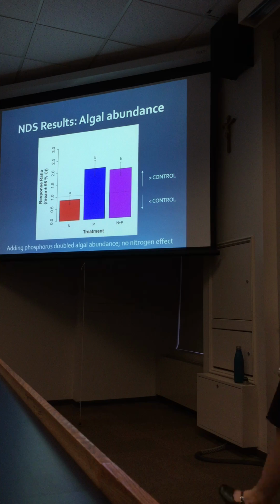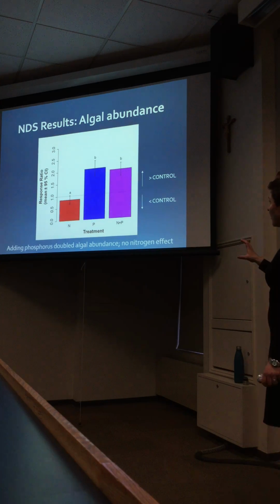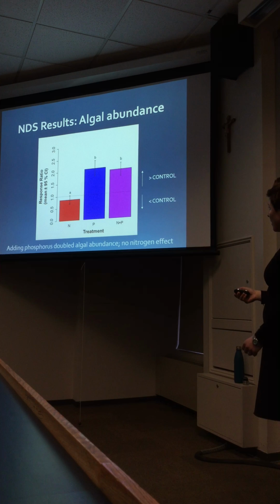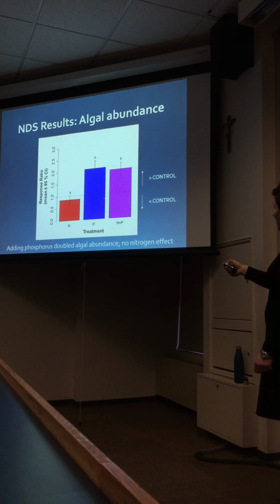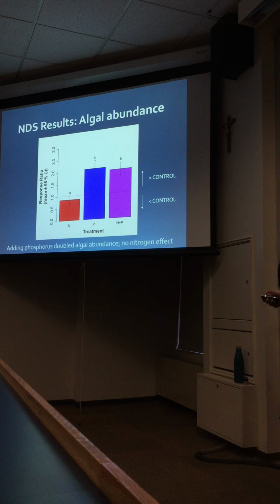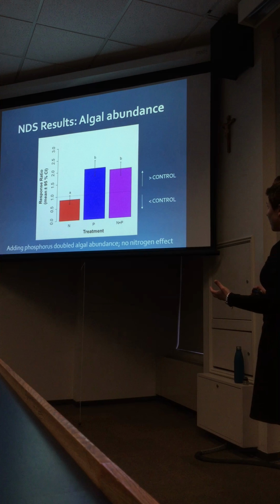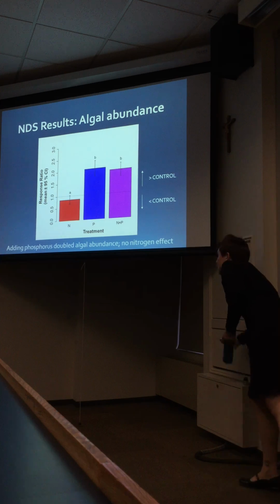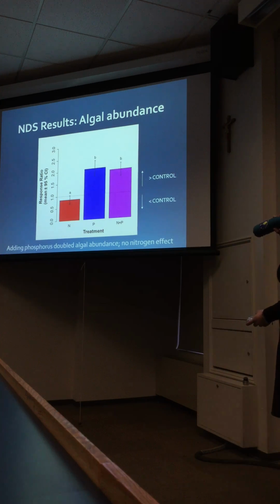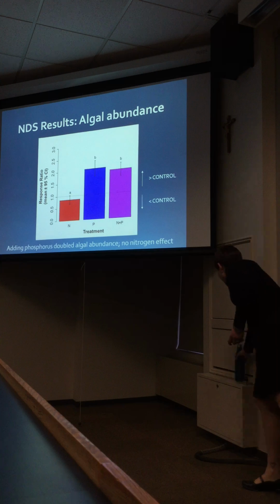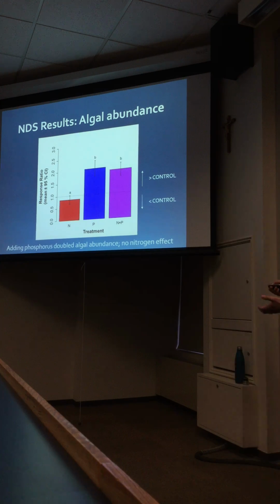And so let's look at the results combined across all 15 ponds. This line right here is where the control growth was, at the 1 here. What we saw is that when we added phosphorus, we actually doubled the amount of algal abundance on those discs. Whereas if we added nitrogen, we actually didn't really see that much of a change from the control. If anything, we saw slightly less algal abundance.